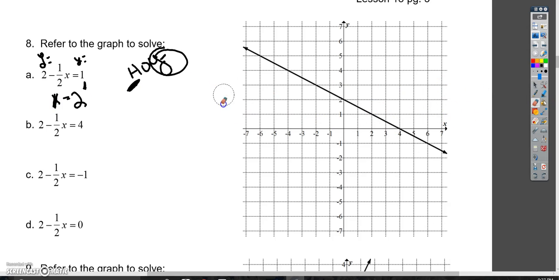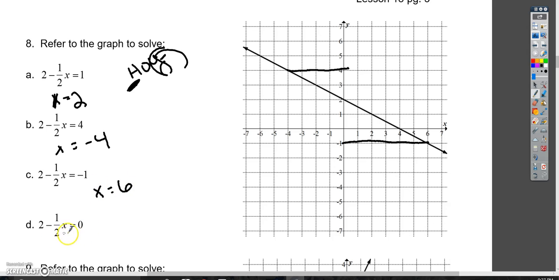Okay, let's look at the next one. So this one, notice that this is the same, but this time y equals 4. So we're going to come up here at 4, x equals negative 4. This one, y equals negative 1, so we're going to come over here, x equals 6. This one, y equals 0, so that's right here, x equals 4. Yes, it is as easy as that.